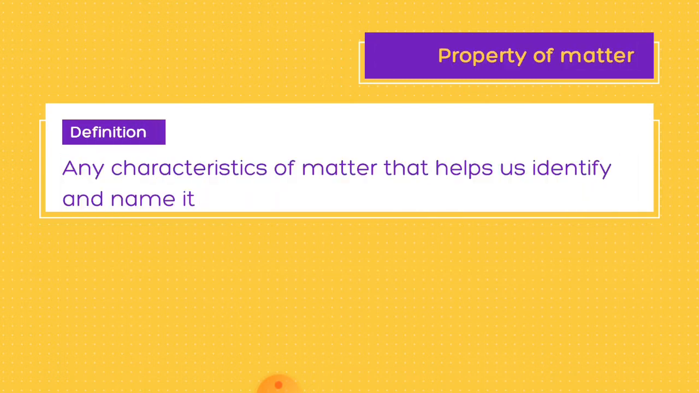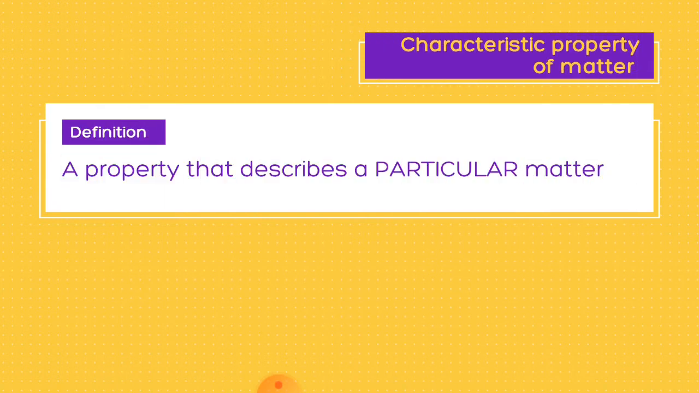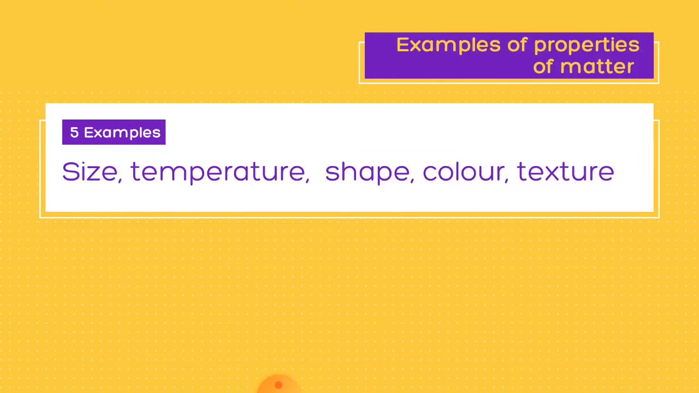So now we'll go further to look at the property of matter. What is a property of matter? It is any characteristic of matter that helps us identify and name it. So any characteristic that you can see in matter that helps you to name that matter is called a property of matter. Now, a characteristic property of matter describes a particular matter. So it is particular to one thing, right? It is not general like in general properties of matter. And some examples of properties of matter, we have size, temperature, shape, color, and texture.